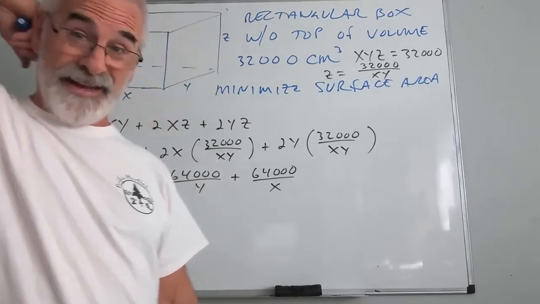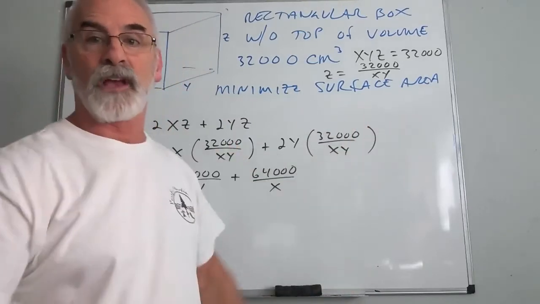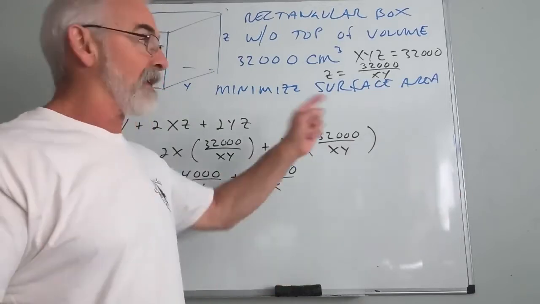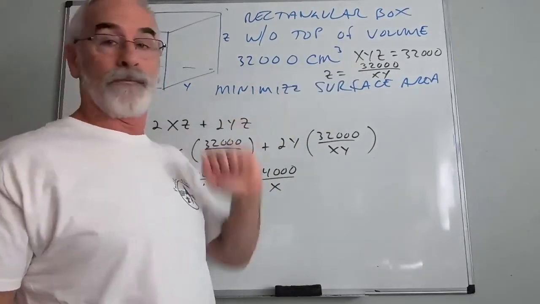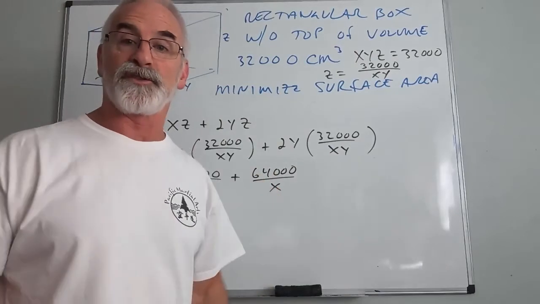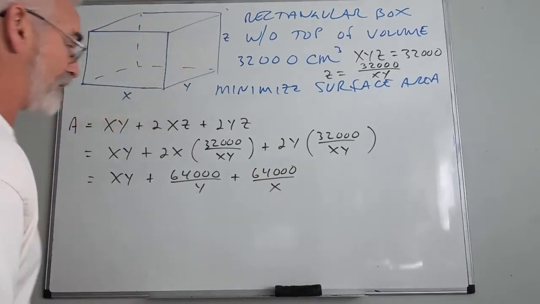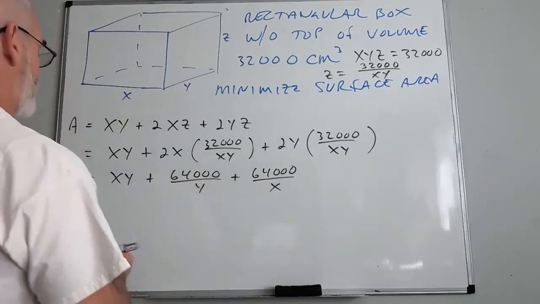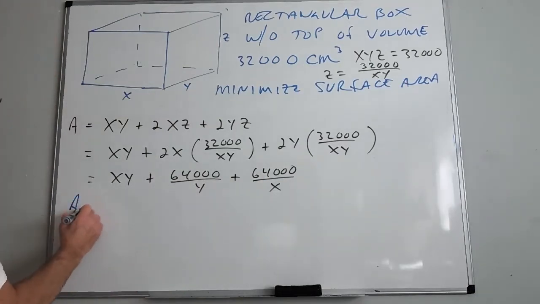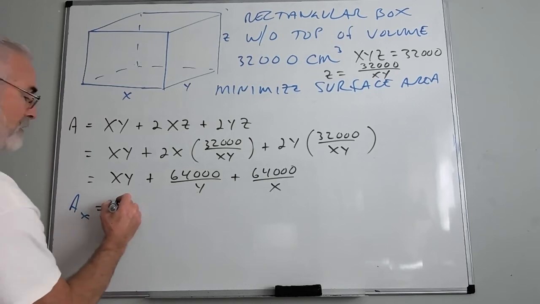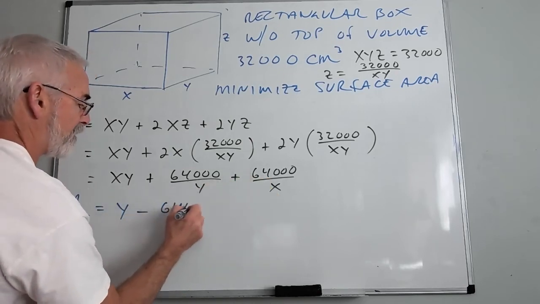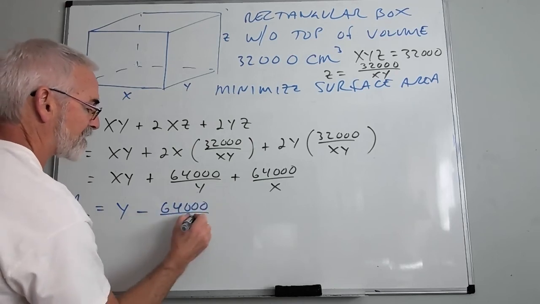But clearly there has to be a best size. There's an infinite number of shapes that will produce this volume. We want the one with the smallest surface area. There's going to be one with the smallest. So now I need to take partials here. In a moment, I'm going to have to erase up top. I'll start here. So A_x, that'd be y, plus 0, minus 64,000 over x squared.